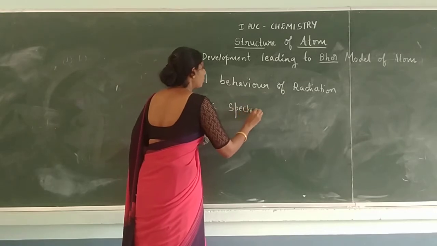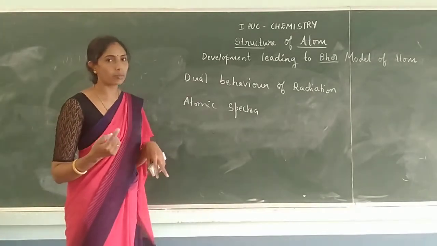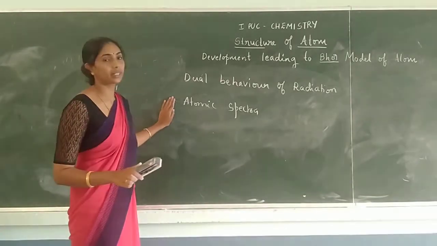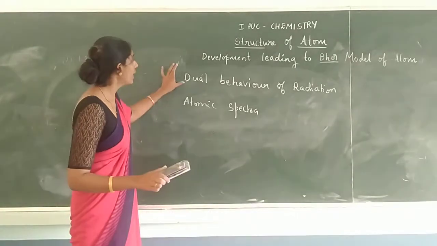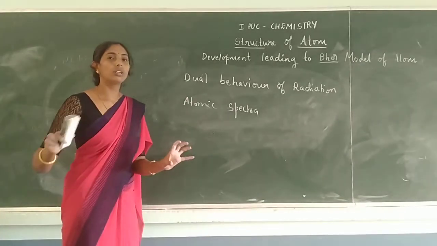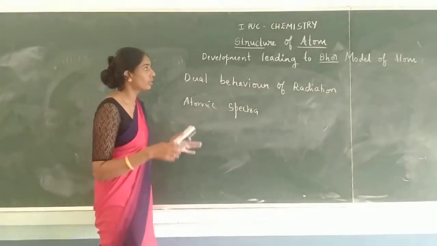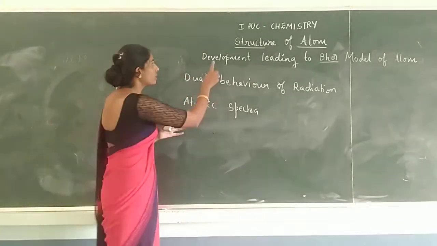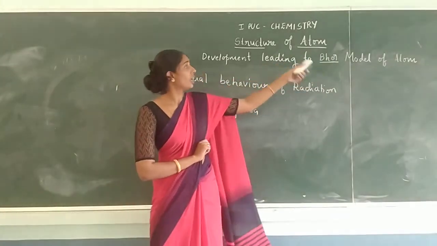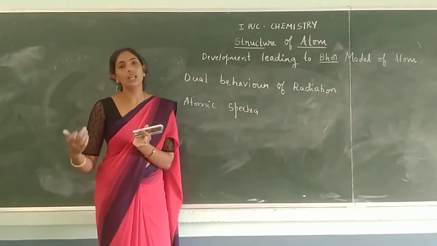Remember students, before proposing the Bohr model of the atom, you should know the limitations of the Rutherford model, and also the information about the dual behavior of radiation and atomic spectra. Because after studying these in detail, you will have more information and you will be in a position to understand the Bohr model of the atom. That is why it is called the development leading to the Bohr model of the atom. Before discussing the Bohr model directly, we look at what the developments were before proposing the model.